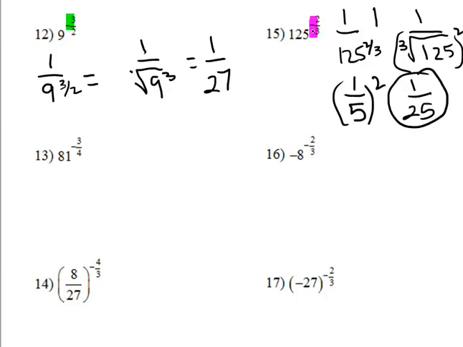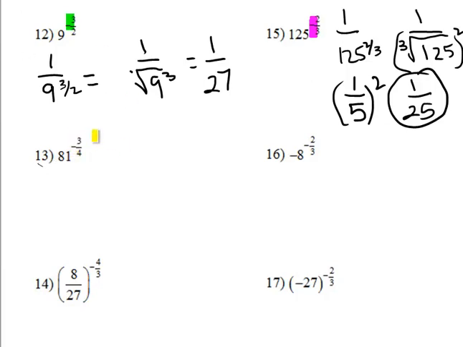So again, the first thing I did was make it a reciprocal, and then I took the denominator of the power and made it the index, and then I used the numerator and squared the whole thing. Again, I went from small to big. So let's take a quick look at this.